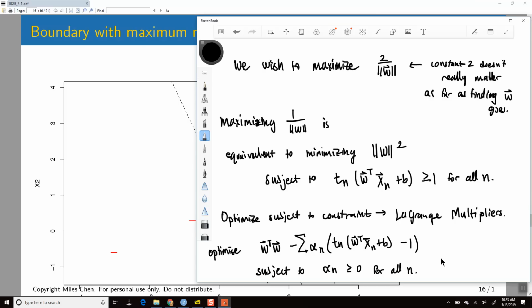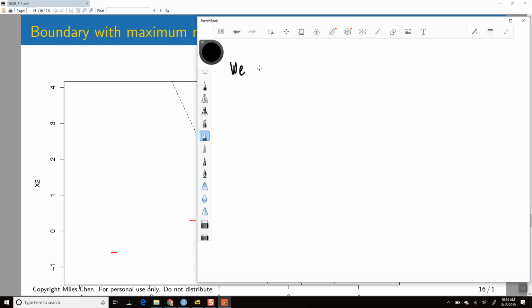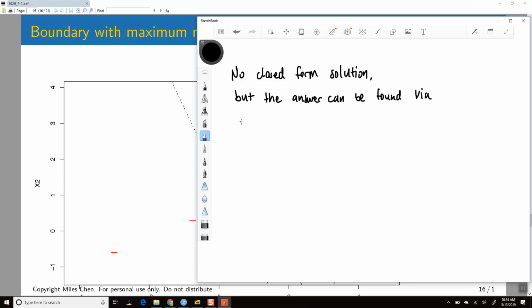The book goes, the videos all say, we can optimize this using quadratic programming. And I find that incredibly unsatisfying, but that's what they say. So basically, there's no closed form solution, okay? But the answer can be found using quadratic programming.